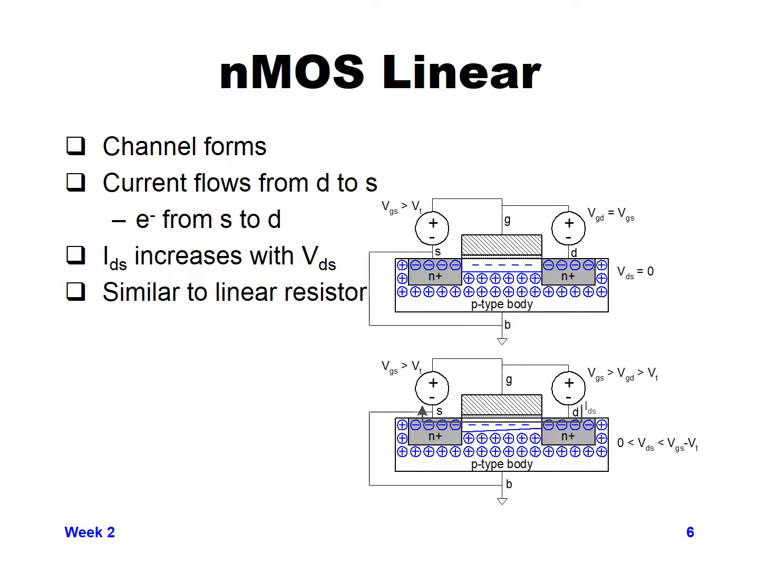So in this region, it's similar to having a linear resistor. As VGS gets larger, the value of the resistance goes down and you get more current, but it's still a resistive behavior to the current, as long as VDS is not a very large value. So if VDS is smaller than VGS minus VT, then you're in the linear region. You can see that equation in the very lower right corner. You're in the linear region as long as VDS is greater than zero but less than VGS minus VT, and as long as VGS is also greater than your threshold voltage.